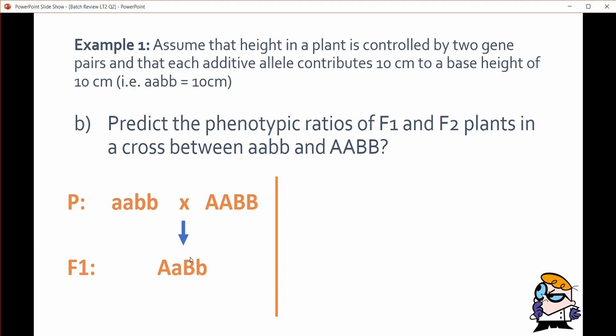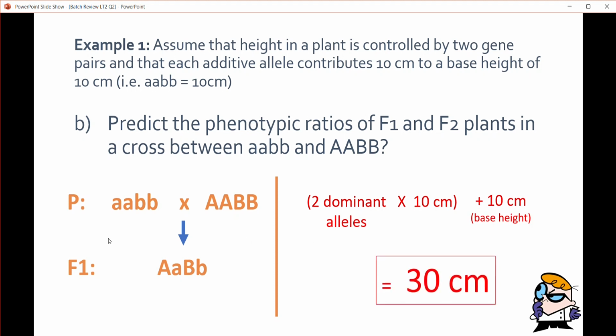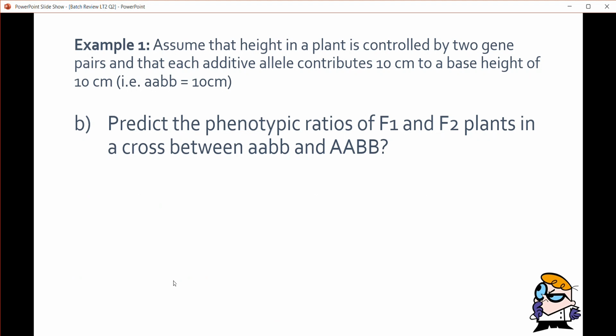But what's the phenotype? How many dominant? 1 and 2. And then you know that each dominant produces or adds 10 centimeters. So you have 10 centimeters per A, another 10 centimeters per B, so that's 20 centimeters. But you also know that the base is 10, so you have here 30 centimeters for the F1 generation.